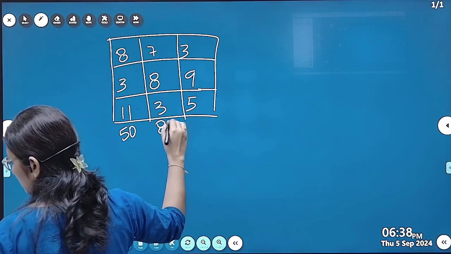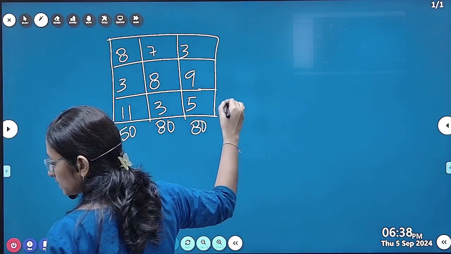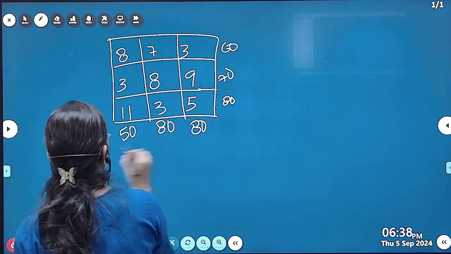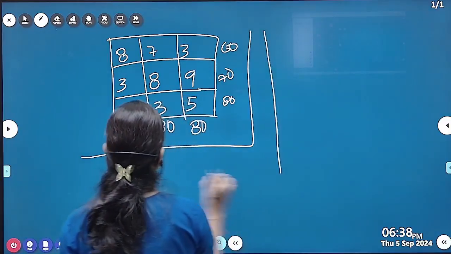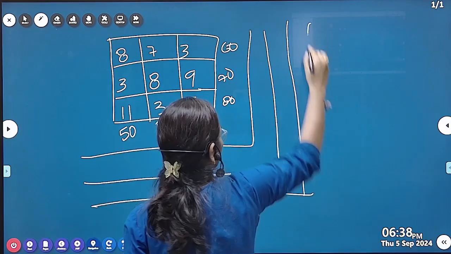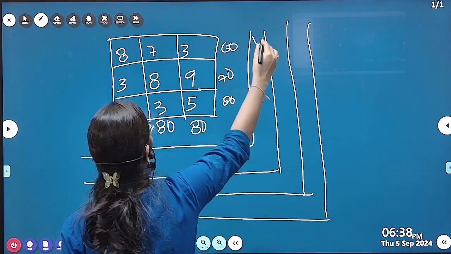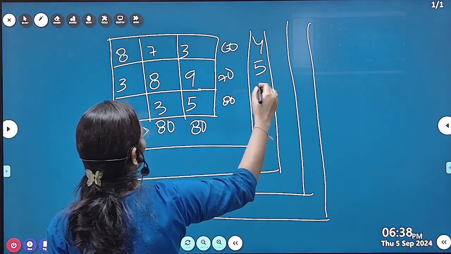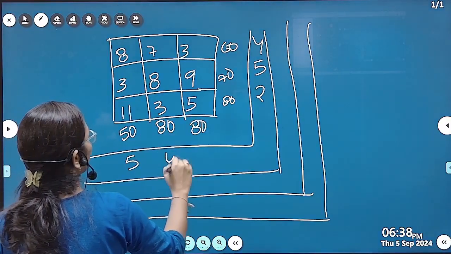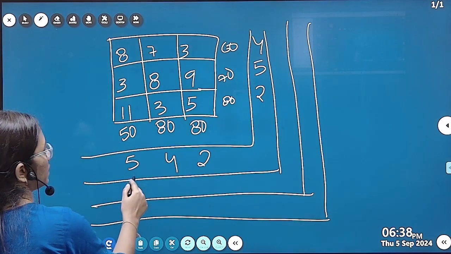Fifty, 80, 80, next 80, 70 and 60, right? So by taking that 4 and 5 we are not getting the right answer, so we'll choose another one. So 7 minus 3, 4, and here 5, here 2, so here 5, so here 4, 2. We have chosen this one, right?